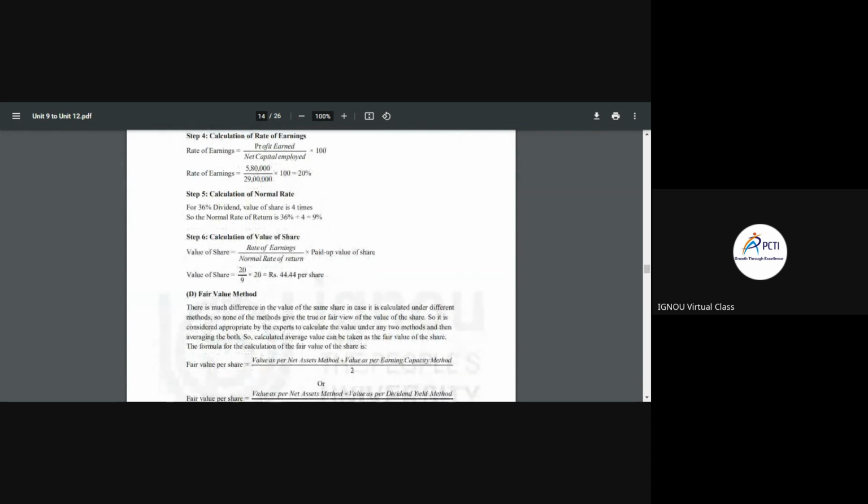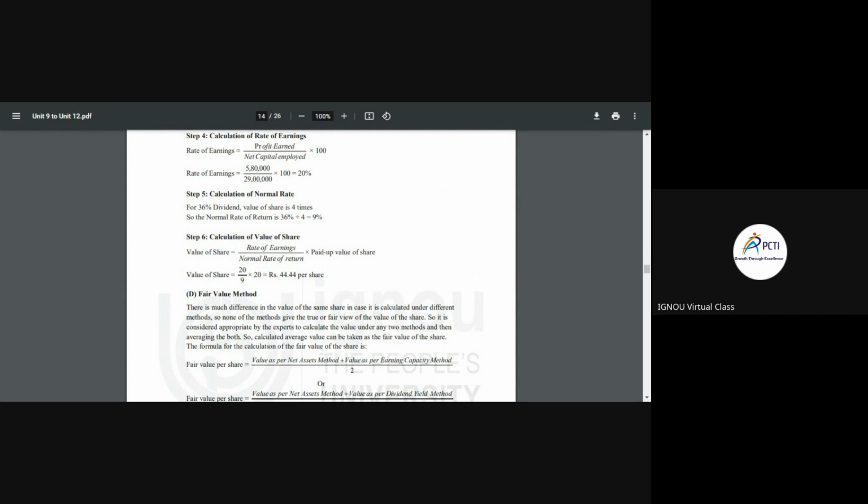In step 4, we have calculation of rate of earning. Rate of earning is equal to profit earned divided by net capital employed. So profit earned will be rupees 5,80,000 and net capital employed will be 29 lakh, which will be multiplied by 100. So the rate of earning is 20%. In step 5, we have calculation of normal rate. For 36% dividend, value of share is 4 times. So the normal rate of return is 36% divided by 4, which is equal to 9%.